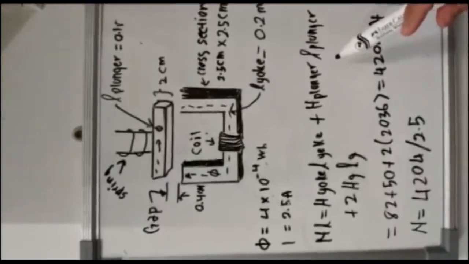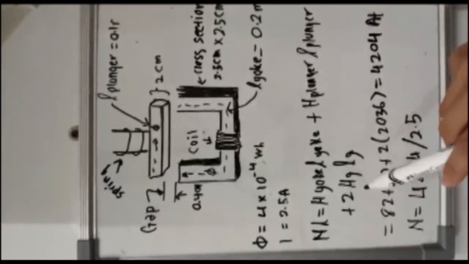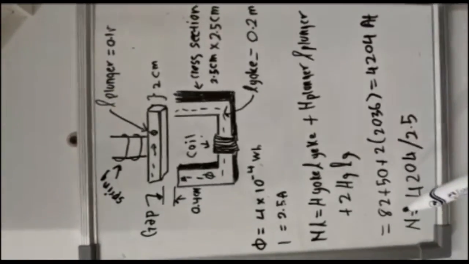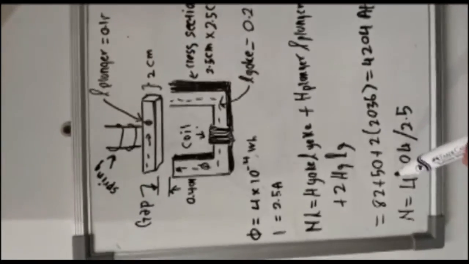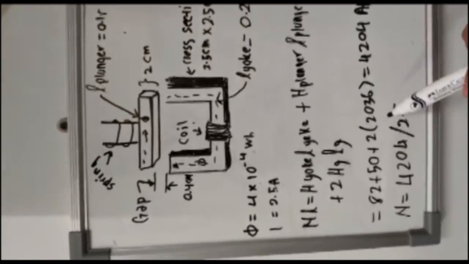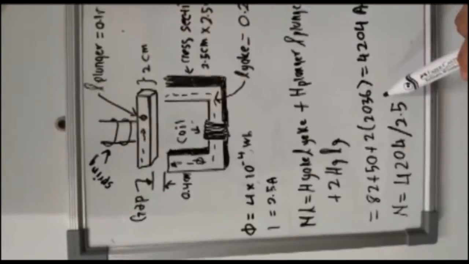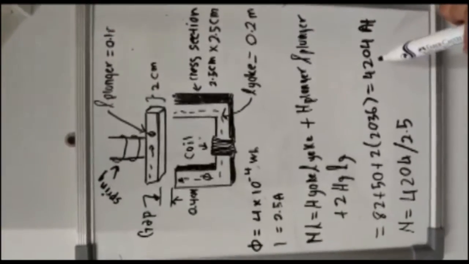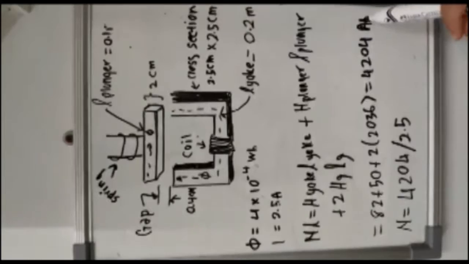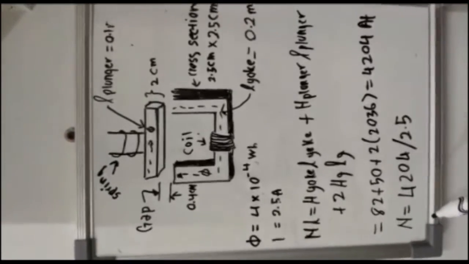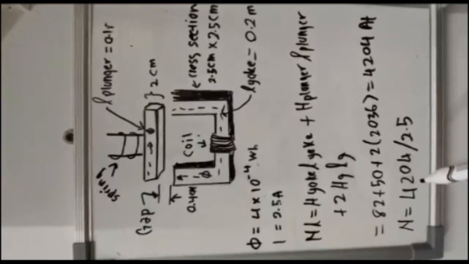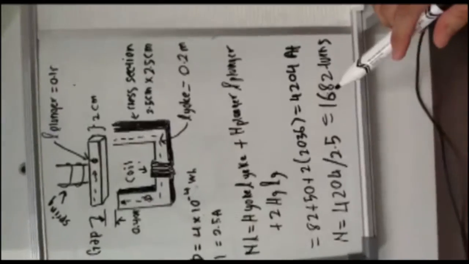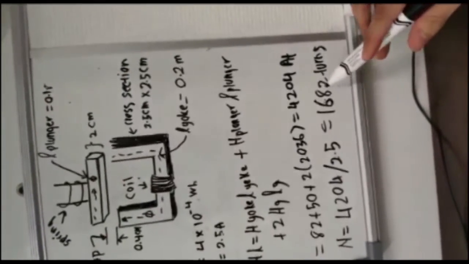plus H plunger multiply L plunger plus 2 H gap multiply L gap. Okay, 882 plus 50 plus 2 multiply 2000 multiply 36, we can get the answer 4,204 AT. And lastly, the number of turns of coil is 4,204 divided by 2.5. Okay, the answer we can get is 1,682 turns.